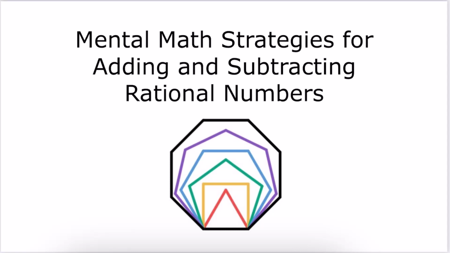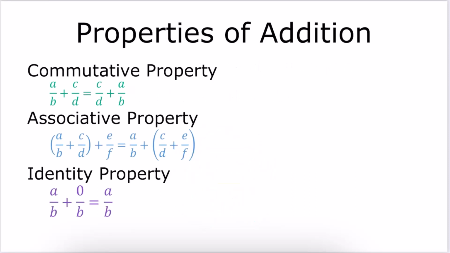Everybody. In this video, we're going to be talking about mental math strategies that you can teach your students for adding and subtracting rational numbers. A couple of these strategies come from the properties of addition. The commutative property for whole numbers basically says that if you have 3 plus 2, that's the same thing as 2 plus 3. And the same thing applies when you're adding fractional numbers or decimal numbers.